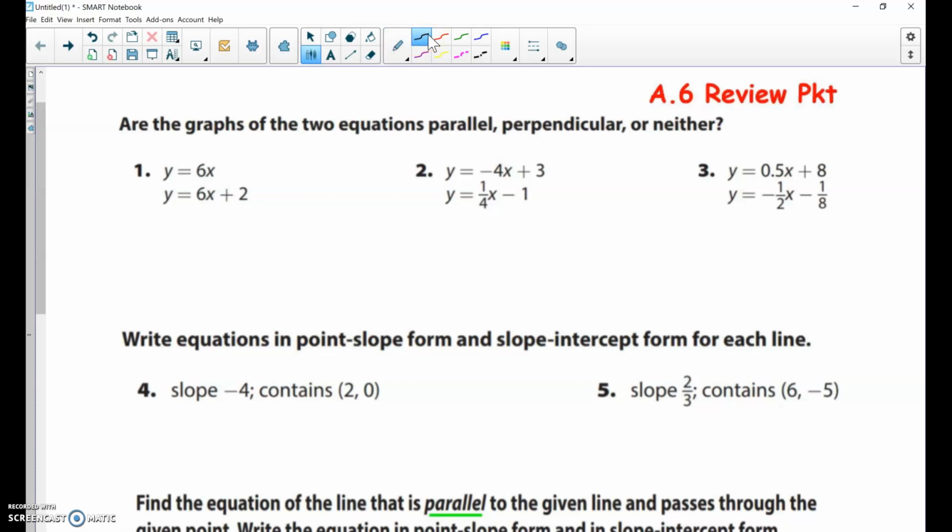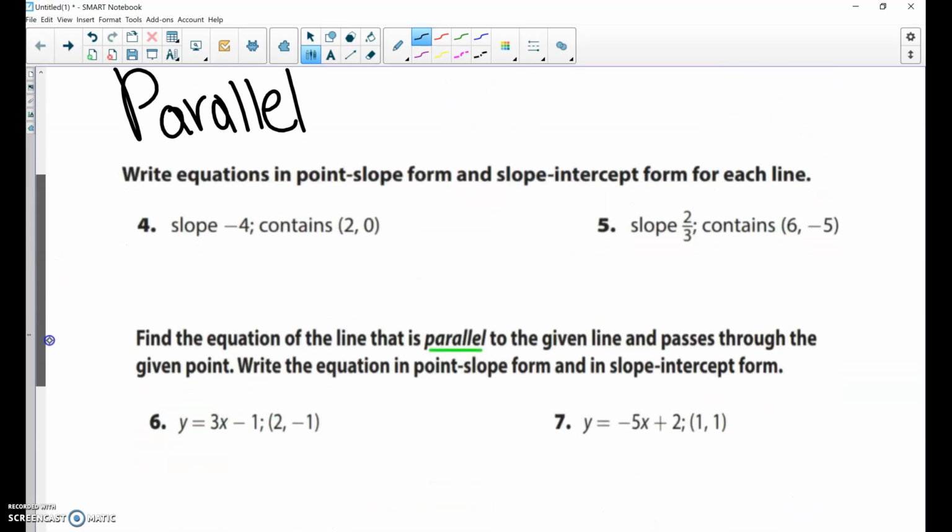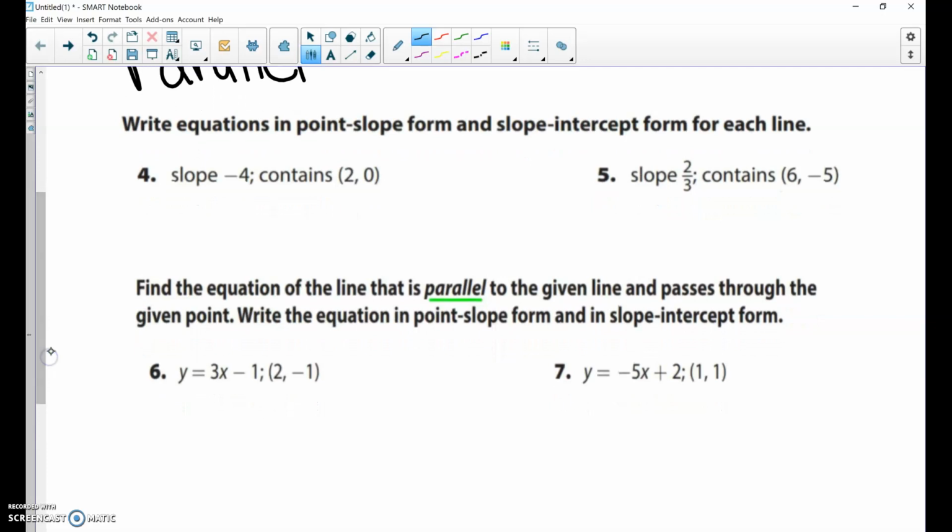So remember, parallel means the slopes are going to be exactly the same, perpendicular means they're going to be opposite reciprocals, and neither just means they're not any of the two. So if we look at number 1 here, looks like our slope is 6 for the first line. Our slope is 6 for the second line. So that means when our slopes are 6 and 6, that means they're the same. So number 1 is parallel. So 2 and 3, you need to write if they're parallel, perpendicular, or neither.